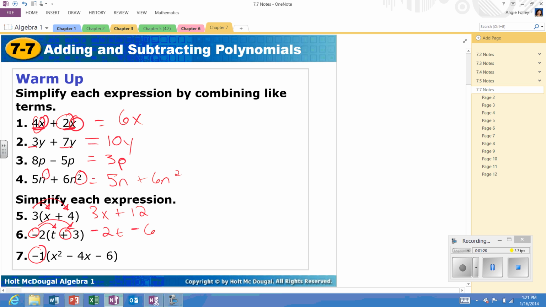And then the last one, we're making negative 1 times every term. So basically, we're really just flipping the sign of every term. So now it becomes a negative x squared, a positive 4x, and a positive 6, because negative times negative is a positive, and negative times a positive is a negative.